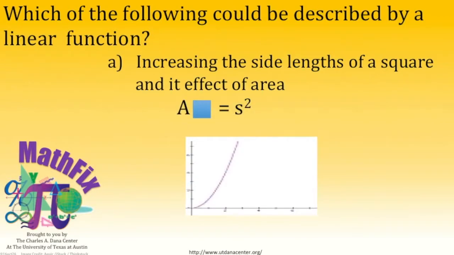The first situation looks at the relationship between increasing a side length of a square and the resulting area. When we increase the side length, the result is a squared outcome. This creates a quadratic function that would not be linear. It actually is only the quadratic function in quadrant 1.